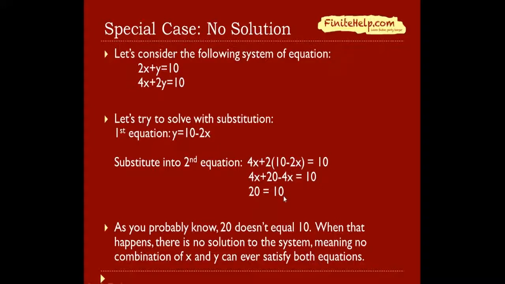Then I do the algebra, and I find out that 20 equals 10. Well, as you probably know, 20 doesn't equal 10. When that happens, there is no solution to the system, because 20 will never equal 10. So no combination of x and y can ever satisfy both of these equations.